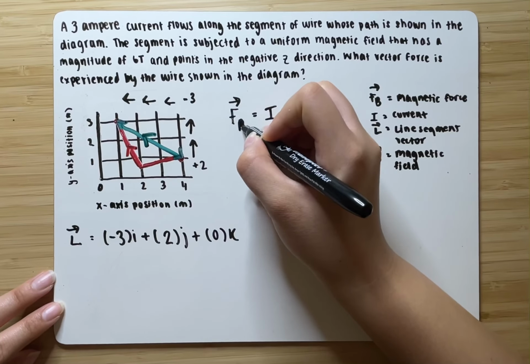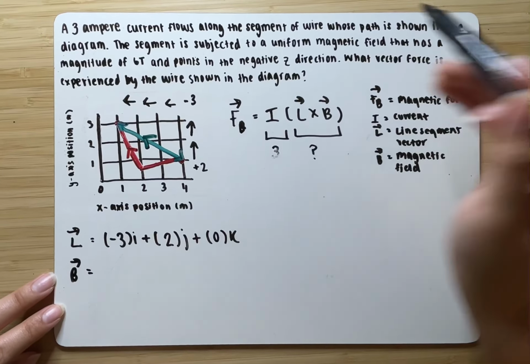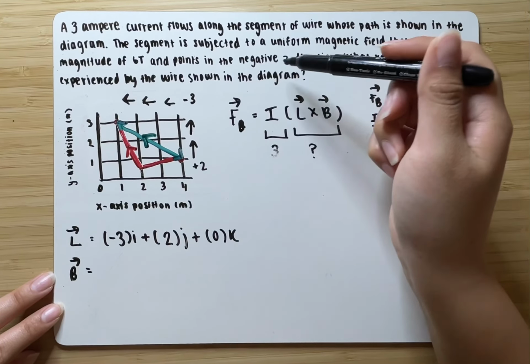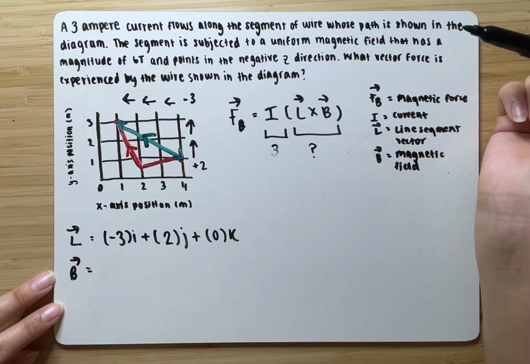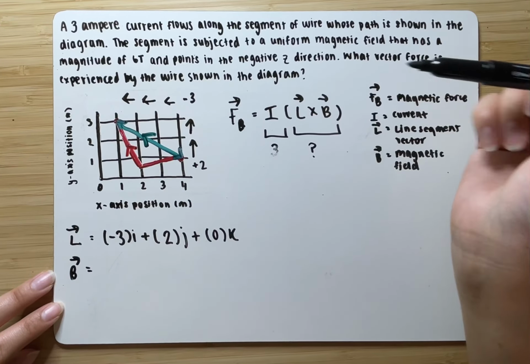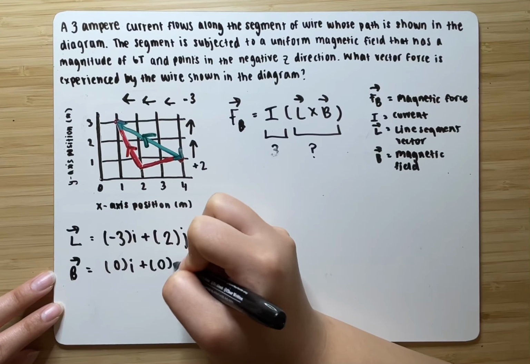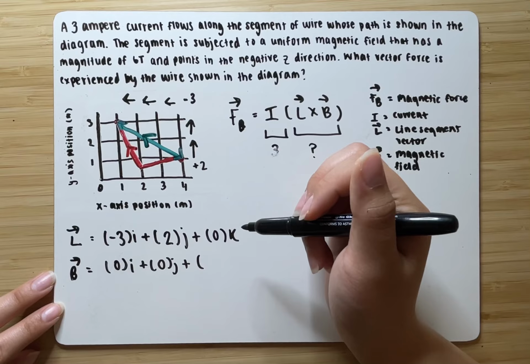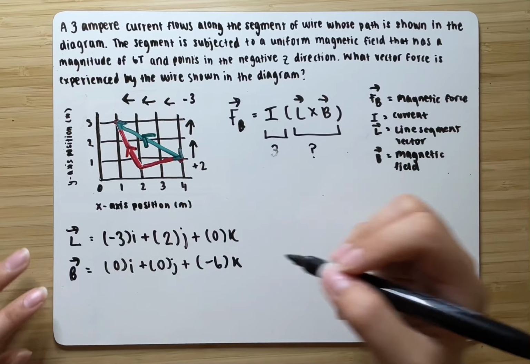Now we need to find the vector for our magnetic field, so let's do that. This problem says that the segment is subjected to a uniform magnetic field that has a magnitude of 6 Tesla and points in a negative z direction. It doesn't give us the ijk notation, but it tells us that the magnitude is 6 pointing in the negative z direction. Therefore, everything else is going to be a 0. And the z direction, aka the k, is going to be negative 6. All right, now we have our magnetic field vector.